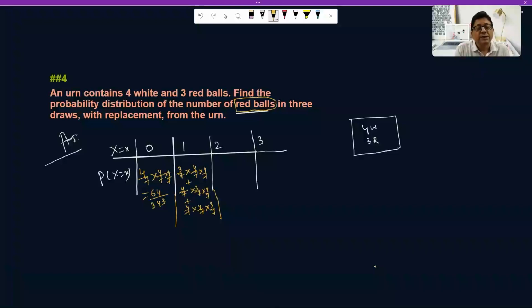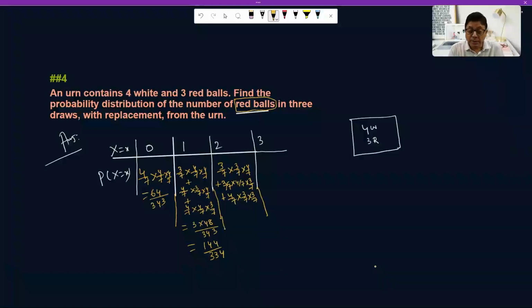Alright. So 48 by 343. This is going to be 144 by 343. And next you are getting 3 by 7 coming twice. So combination may be like this: 3 by 7, 3 by 7, 4 by 7, plus 3 by 7, 4 by 7. Same way, same way. There is no difference. And then 4 by 7, 3 by 7, 3 by 7.